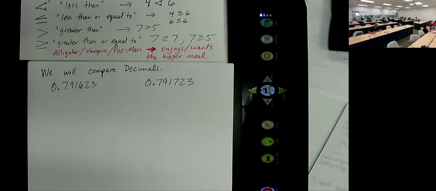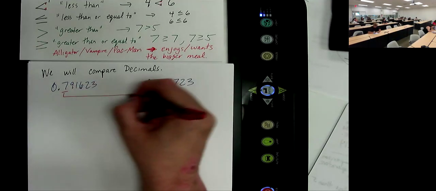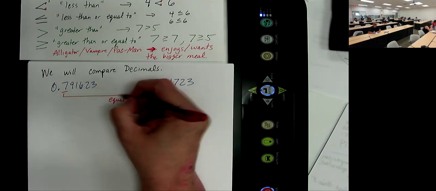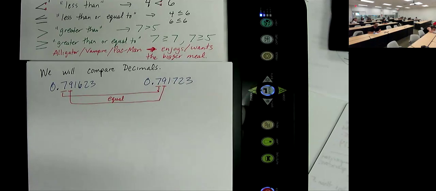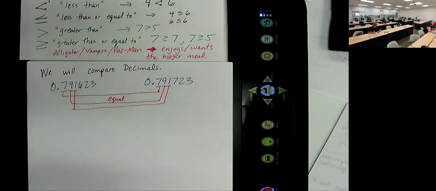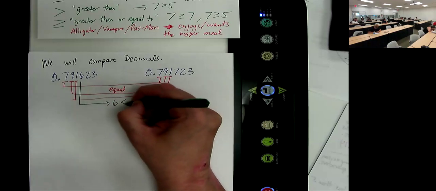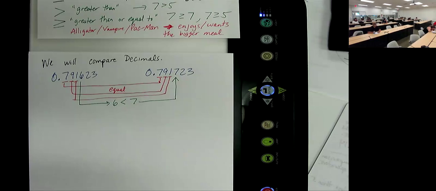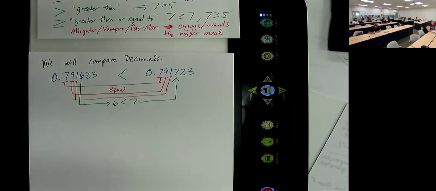Check them one at a time, one decimal at a time. Sevens are equal. Nines are equal. Ones are equal. Then we get to the 6 and the 7. 6 is less than 7. So 0.79163 is less than 0.79173.